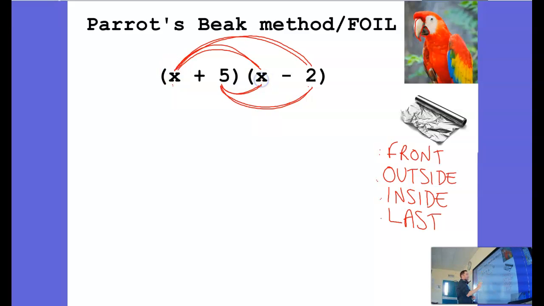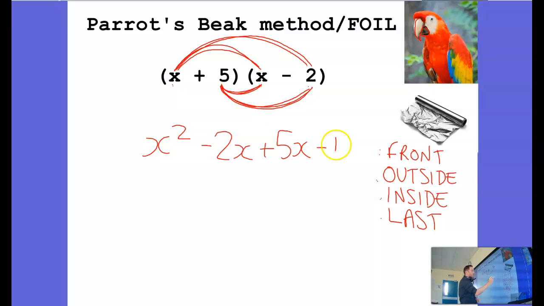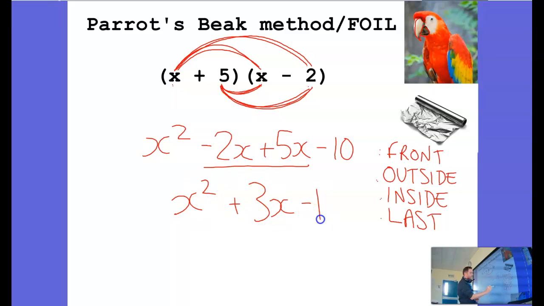So x times x, let's do that first. We get x squared. X times minus 2, we get minus 2x. Plus 5 times x is plus 5x. And plus 5 times minus 2 is minus 10. Collect those two like terms in the middle. X squared plus 3x minus 10. So you can see the methods are all very closely linked. Whichever one works for you for remembering to multiply all the parts and then simplify. I like the parrot's beak because I can just very quickly draw it like that, like that.